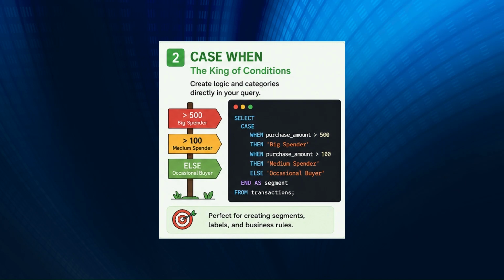Let's move to second function. CASE WHEN, the king of conditions. Honestly, CASE WHEN is like duct tape. Not beautiful, but it fixes everything. Let's have a look at an example. SELECT CASE WHEN purchase_amount > 500 THEN 'big spender' WHEN purchase_amount > 100 THEN 'medium spender' ELSE 'occasional buyer' END AS segment FROM transactions.